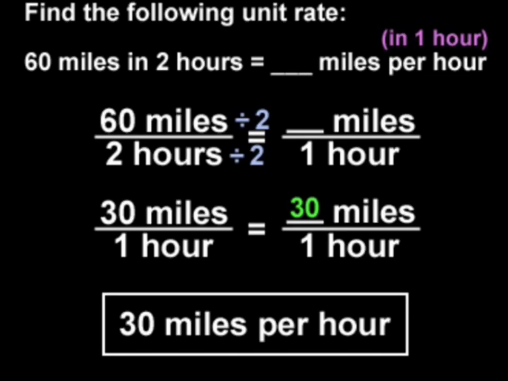So in 60 miles, it takes me 2 hours to go 60 miles. So in 1 hour, how many miles will I have traveled? I will have traveled 30. And that's just dividing by 2. 60 divided by 2 equals 30. That's all they're doing.